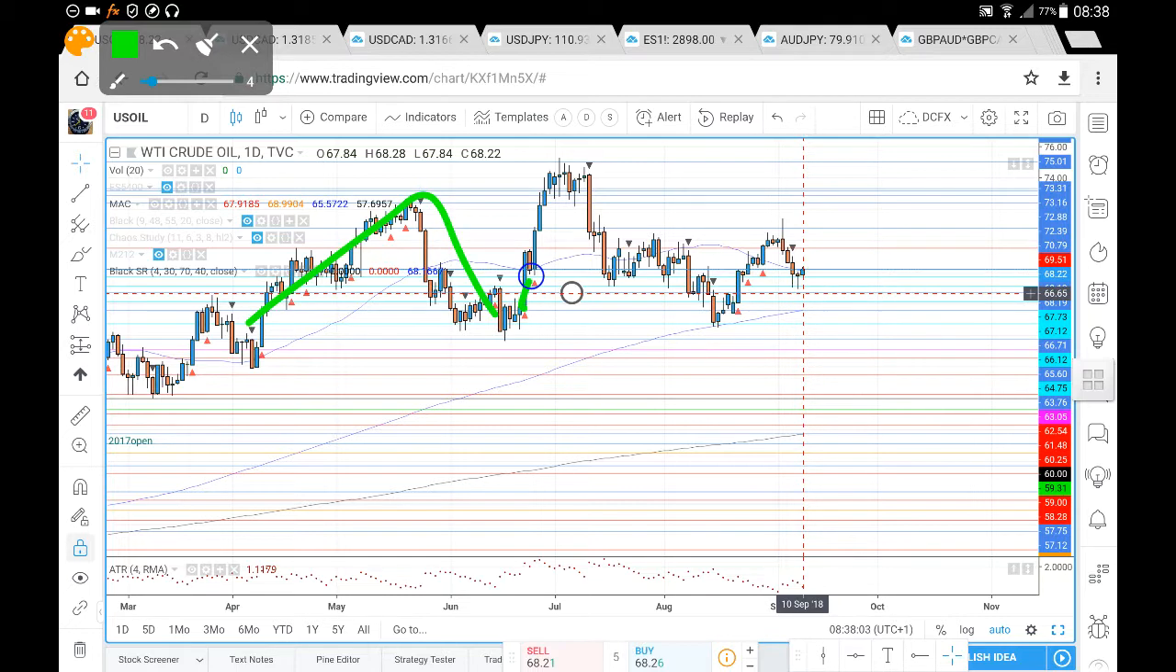Now, we were looking for a potential head and shoulders to set up here on the US oil, and that was dependent on prices rallying towards that 72/73 dollars a barrel mark, and failing at that level for prices to then return towards that 64.75 or so here on the US oil.